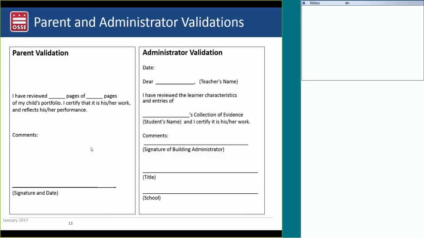The administrator validation form. There's a records here related to learner characteristics. Please don't be concerned about that.